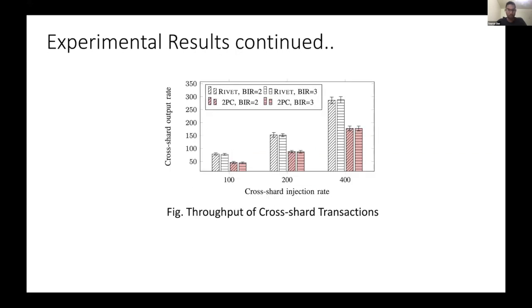Here is a result on throughput of cross-shard transactions, which we measure as follows. For each reference shard block, we fire, let's say, 400 cross-shard transactions and observe how many of these are included in that reference block. In some sense, this captures the notion of locks, because in two-phase commit, accounts are locked for longer durations. That's why we have lots of conflicting transactions, and we cannot include more than 50% of cross-shard transactions. Whereas in Rivet, we lock for a shorter duration. That's why we have higher throughput in terms of cross-shard transactions.